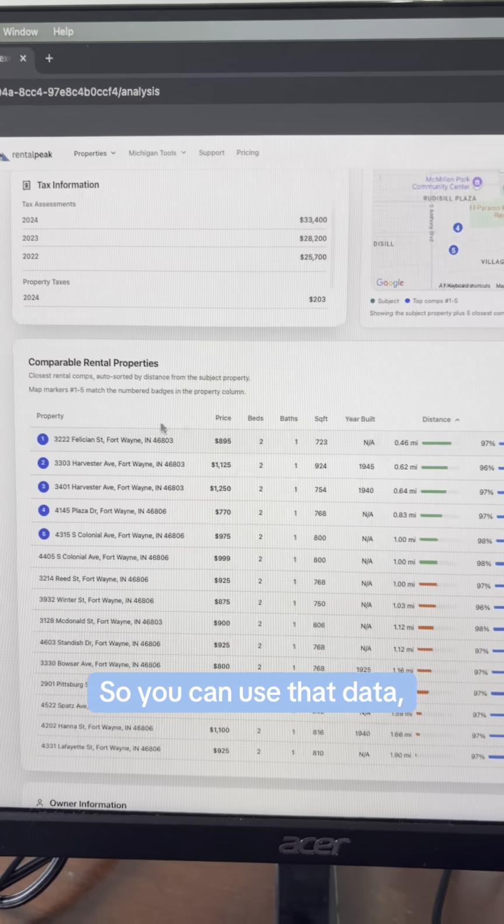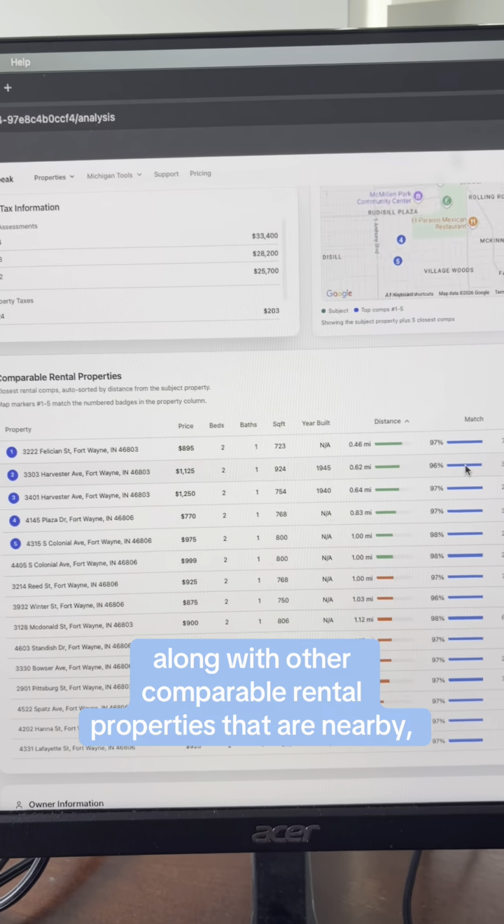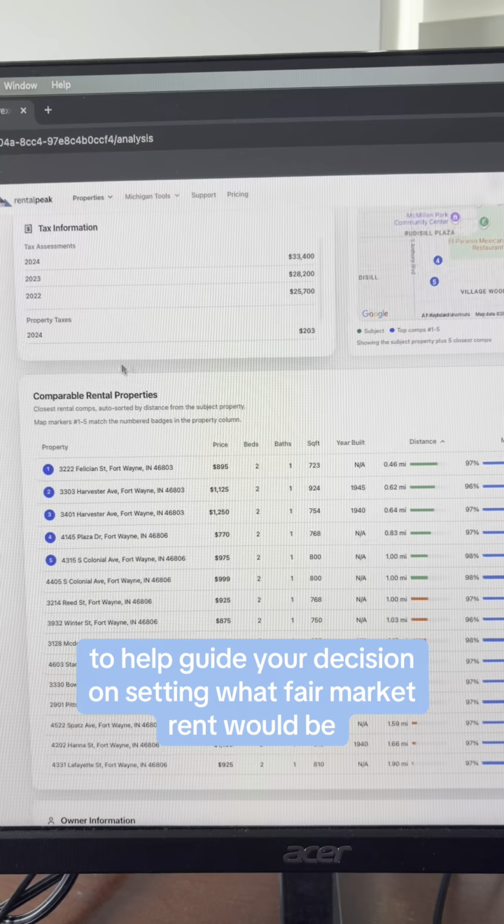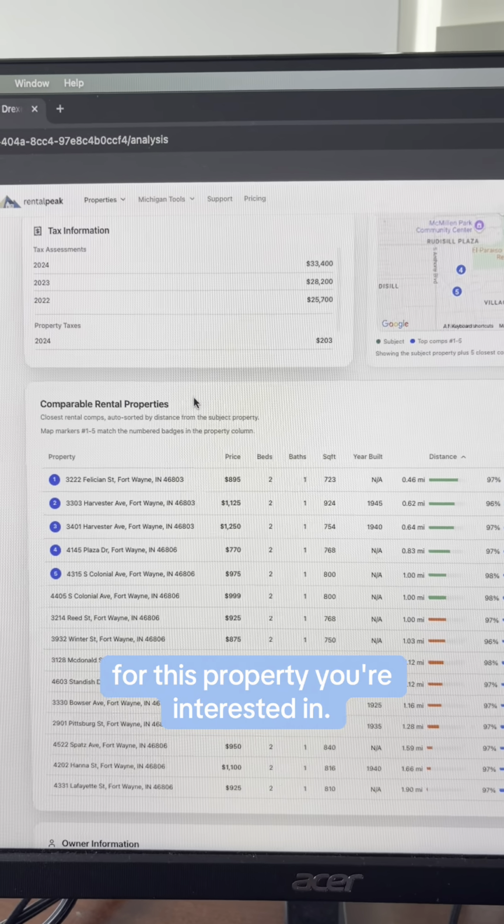So you can use that data along with other comparable rental properties that are nearby to help guide your decision on setting what fair market rent would be for this property you're interested in.